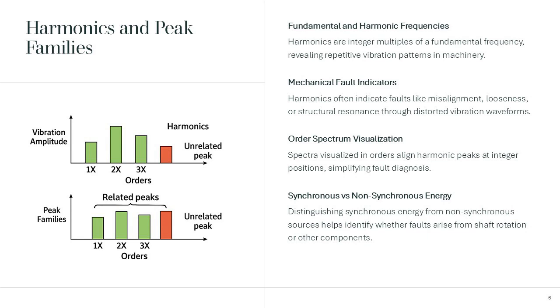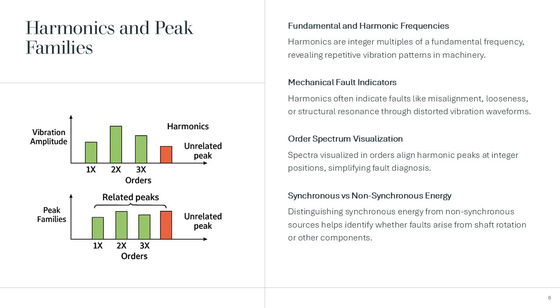In contrast, unrelated peaks that do not align with integer multiples of 1x may point to different sources, such as bearing defects or external influences. Visualizing spectra in orders rather than Hz makes these relationships immediately apparent, as harmonics align neatly at integer positions on the x-axis. This clarity aids in distinguishing between synchronous energy, which is tied to shaft rotation, and non-synchronous energy, which originates from other components. Recognizing these patterns is essential for accurate fault diagnosis and for determining whether observed vibration is due to a single source or multiple interacting factors.